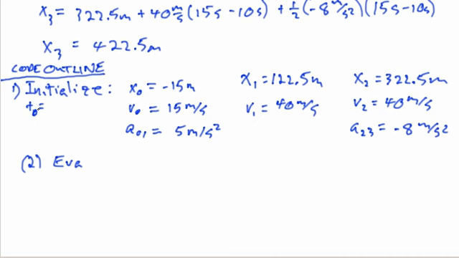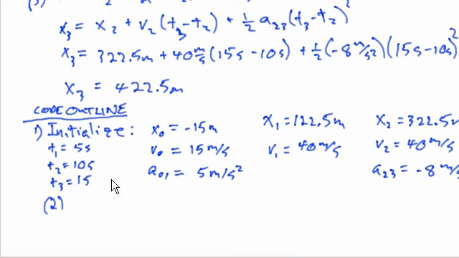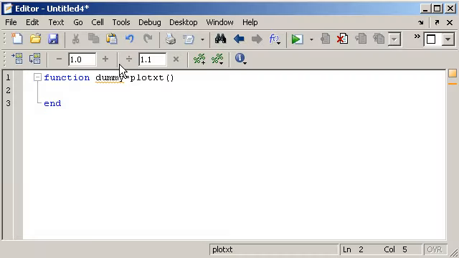It says initialize all these things. I've got a bunch of things to initialize, including times. So I'm going to try T0 as well. T0 equals 0. T1 equals 5 seconds. T2 equals 10. T3 equals 15. And that's it.